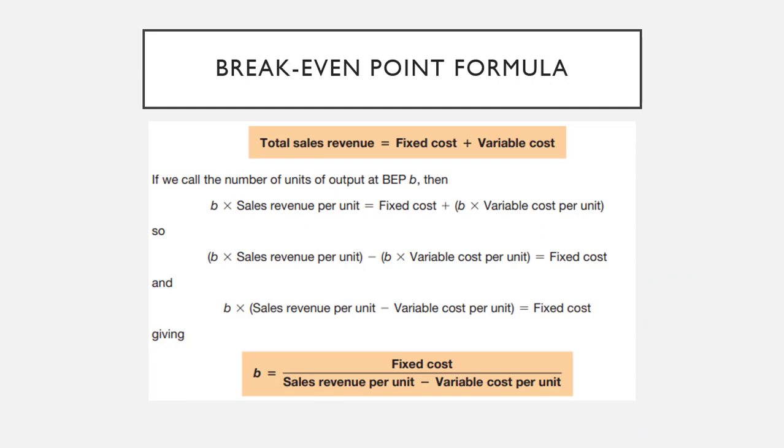So the formula: we have total sales equals fixed cost plus variable cost. If you get the total of fixed cost and variable cost, then you will see the break-even sales revenue. When they derive the formula, they have provided here B equals fixed cost over the difference between sales revenue per unit and variable cost per unit. So B here is the units to be sold, which is the unknown one. We need to know how many units we need to sell to reach the break-even point.